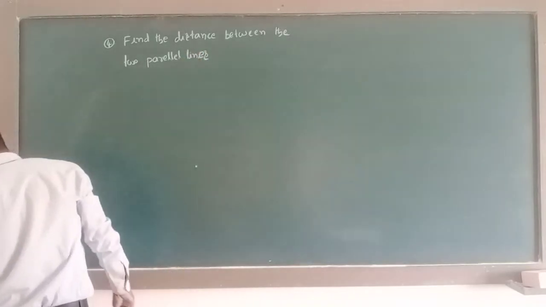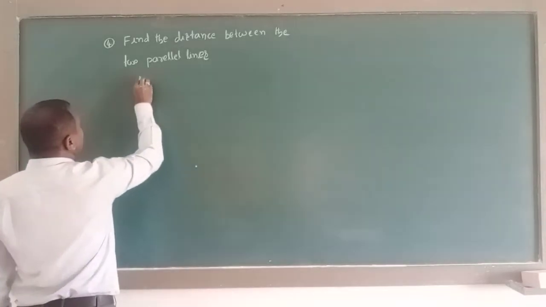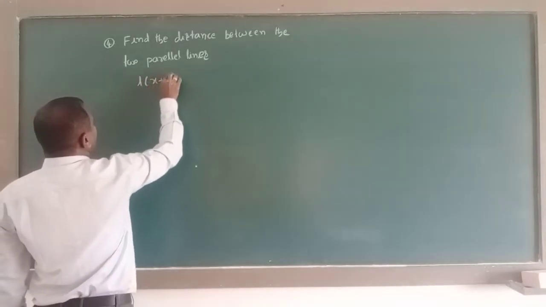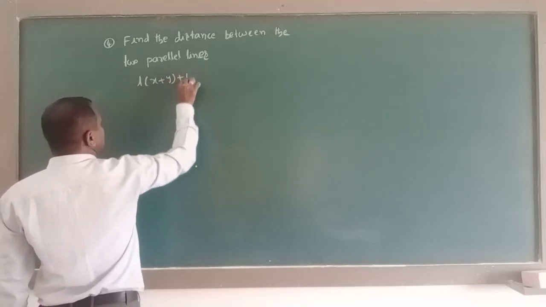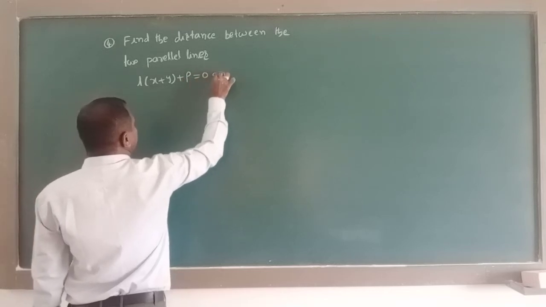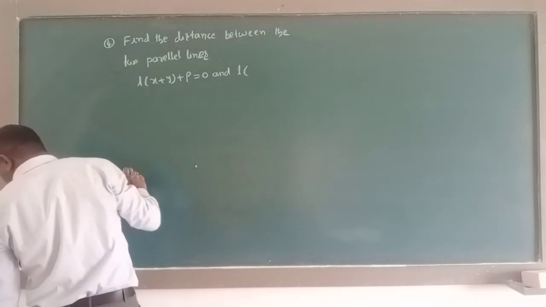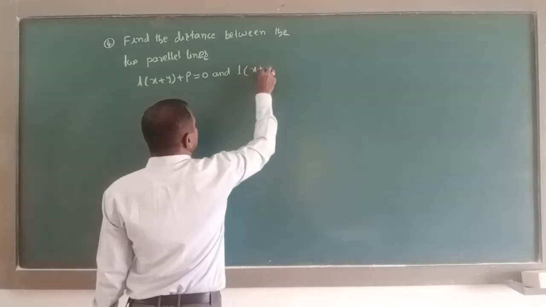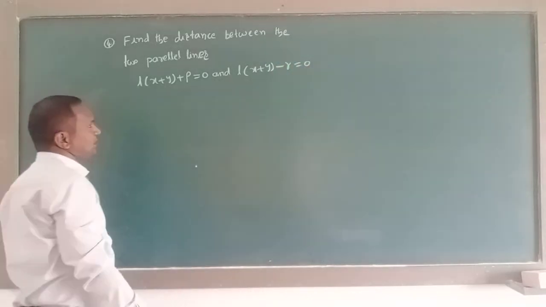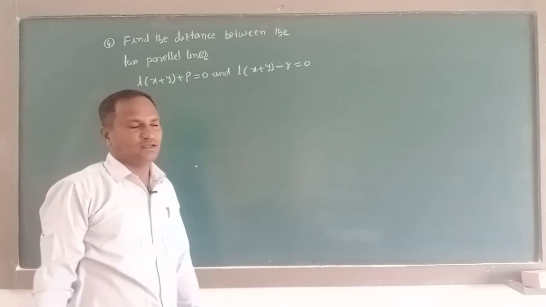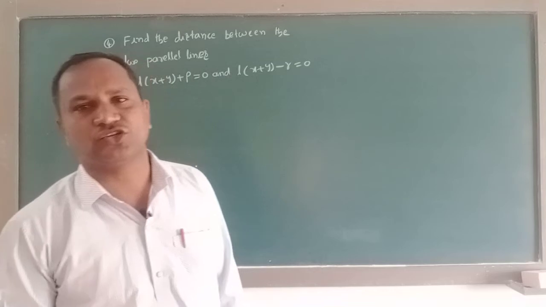Two parallel lines: Lx plus y plus p is equal to 0, and Lx plus y minus r is equal to 0. Here they gave two lines, Lx plus y plus p is equal to 0 and Lx plus y minus r is equal to 0.